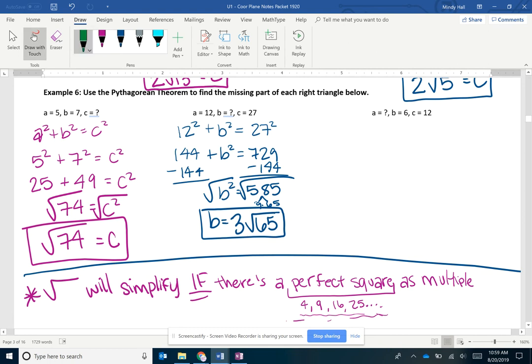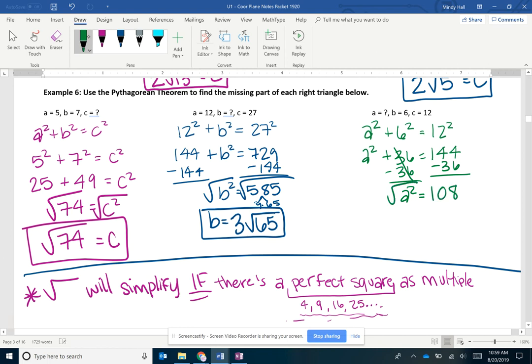All right, so then a is unknown, but again, it doesn't change that formula. Just a squared plus 6 squared equals 12 squared. So a squared plus 36 equals 144. When we subtract the 36, we get a squared equals 144 minus 36 is 108. And then when you take that square root, a, and again, quick check, 108 divided by 4 is 27.